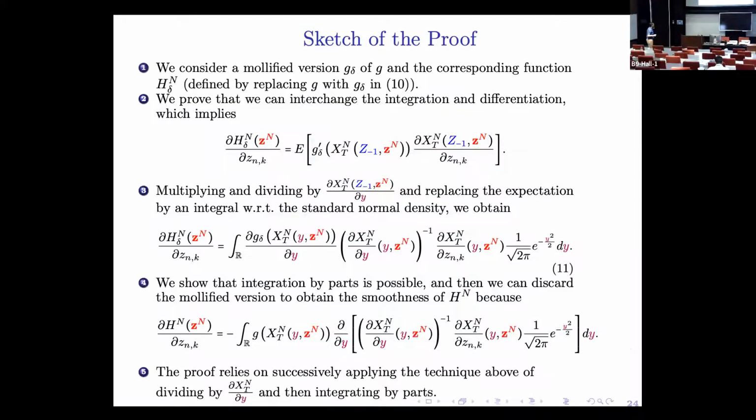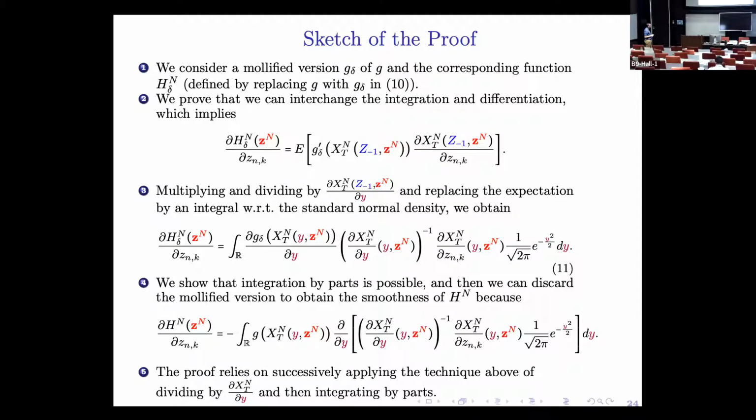Okay. All right. I will not go through the whole proof, but I will show a sketch of it. The basic idea is to apply successively the technique of dividing by the derivative of the Euler discretization with respect to the coarsest variable, and then integrate by parts. Let's say that you start with a modified version G delta of your initial payoff G that was discontinuous, and you also define the corresponding modified Hn. The first thing is that we prove that we can interchange the integration and differentiation.